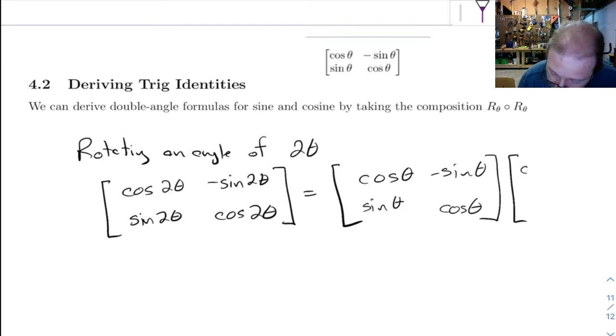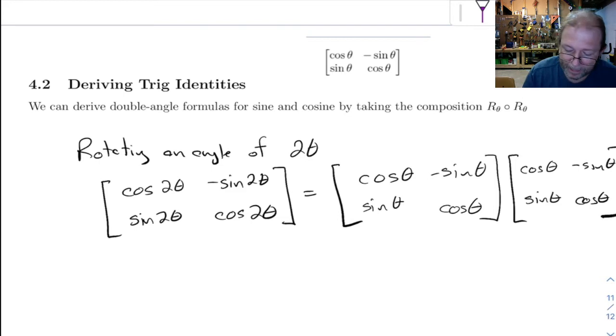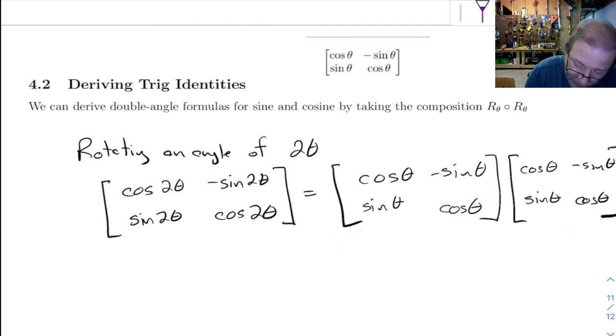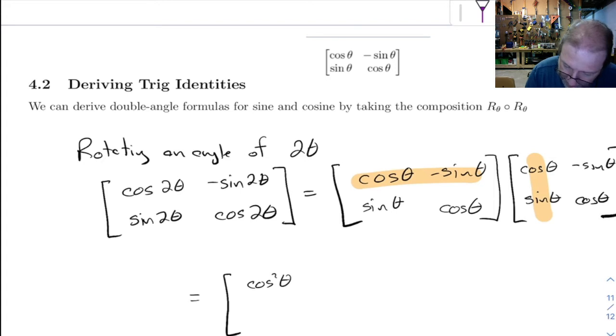So this will be cosine theta, minus sine theta, cosine theta. Now, if you take these guys over here and multiply them out, we'll get something. What do we get? Well, when we do this times this, that's going to give us cosine squared theta minus sine squared theta.